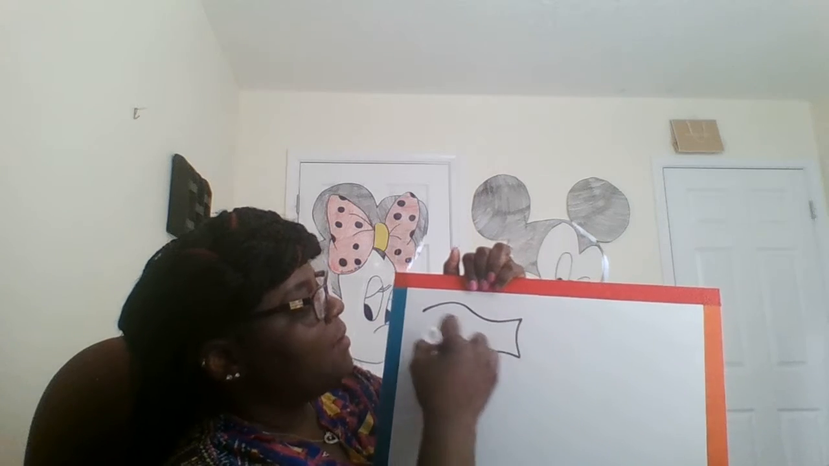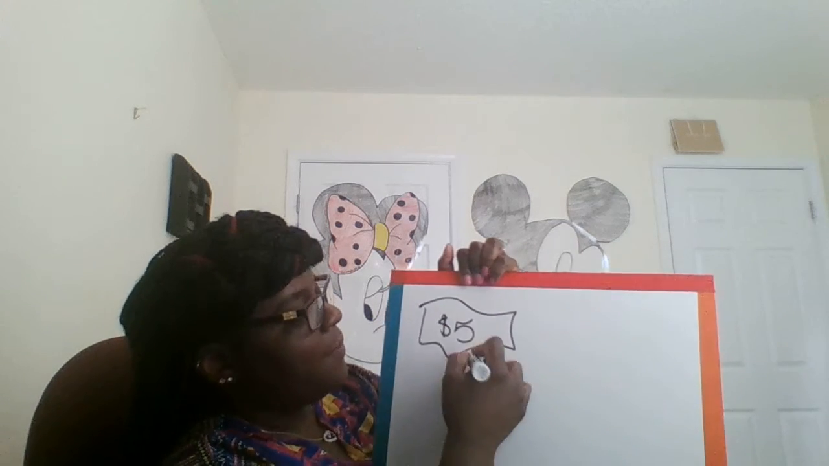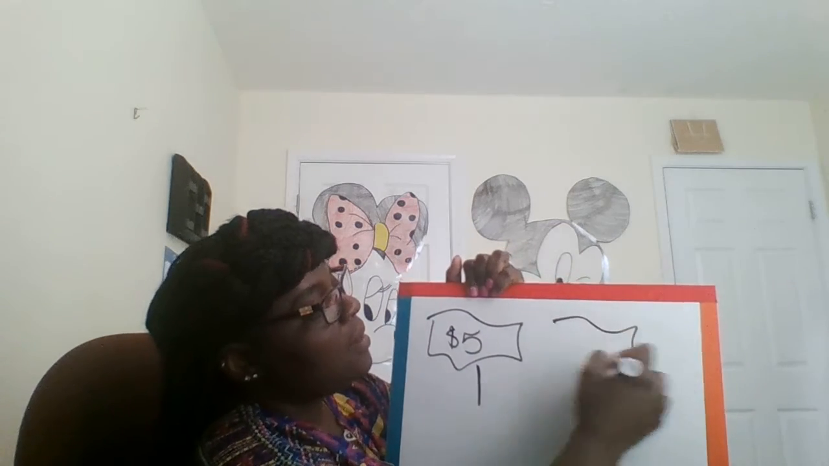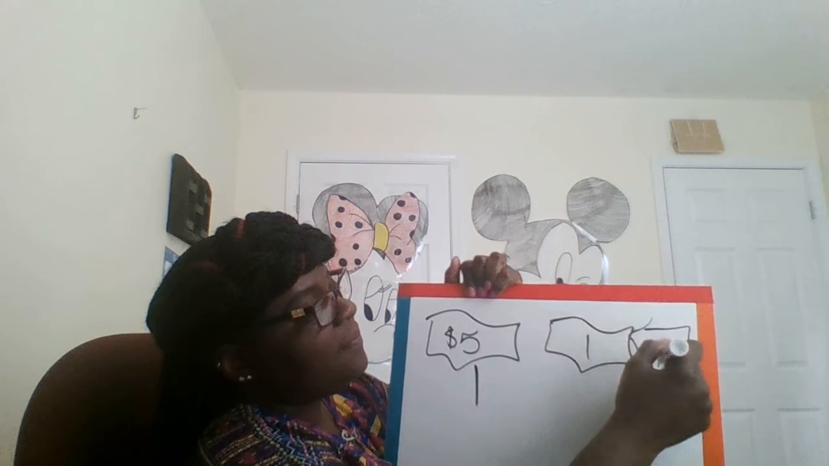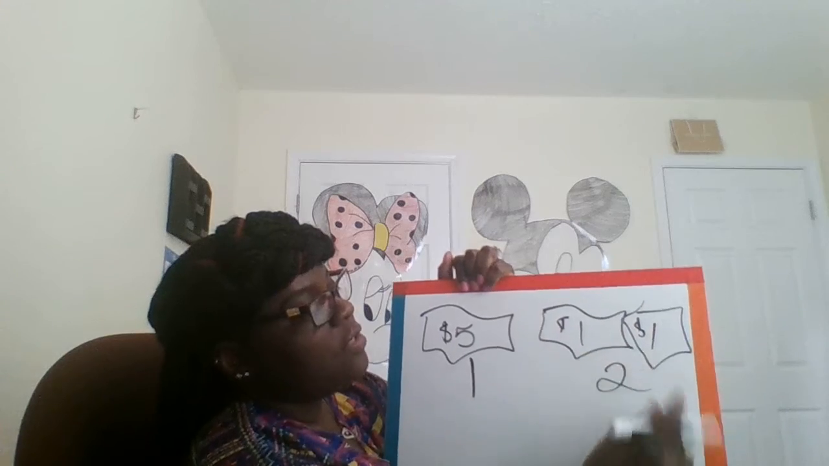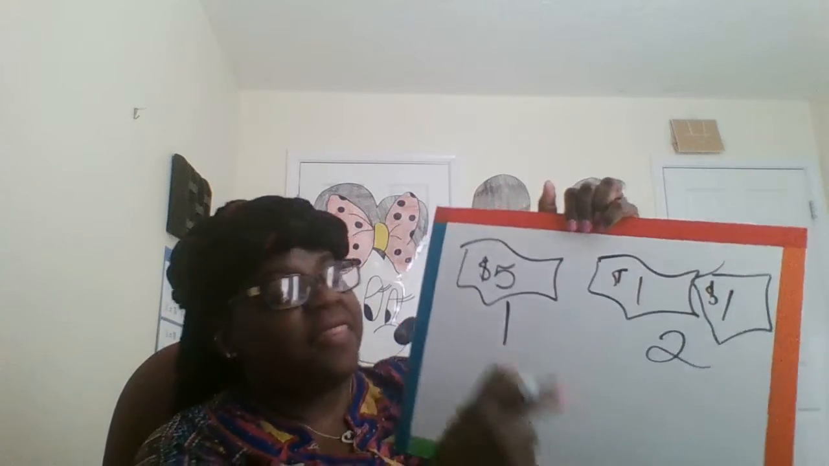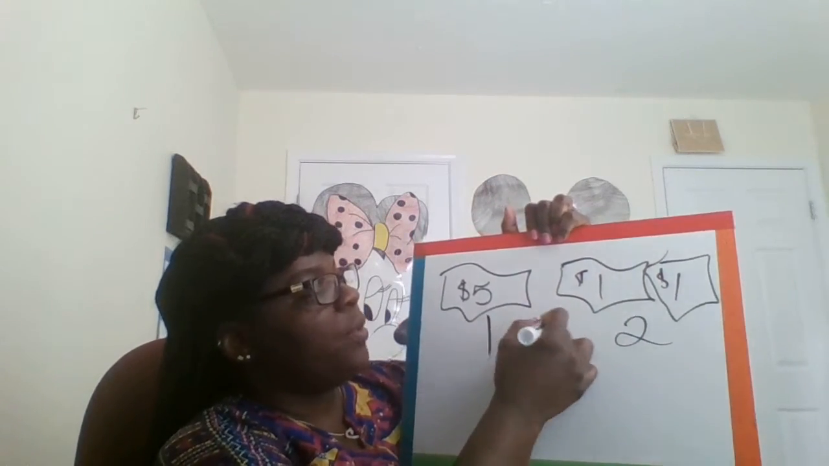So, my $5 bill, I'm going to use one of those. How many ones do I need? I have 5, 6, 7. So, we're using 2 of those. Okay? That gives us our $7 we were looking for.